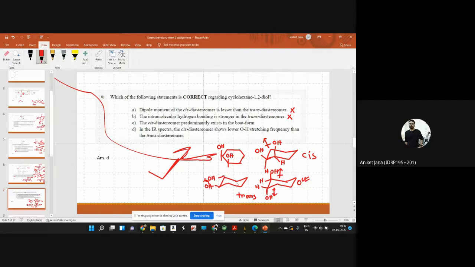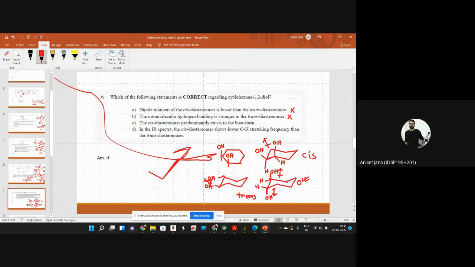There is a possibility of hydrogen bonding, but in that case there is also a dipole-dipole repulsion between the two OH groups. Yes sir, your point is right. If they are in cis position with a dihedral angle of 60 degrees, there is a possibility of hydrogen bonding. So to minimize that dipole-dipole repulsion, they predominantly exist in the diaxial form.